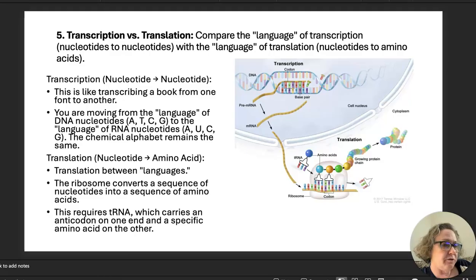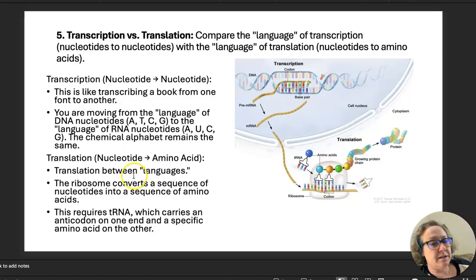Okay, transcription versus translation. So transcription is if I ask you to transcribe my notes, you would be writing that in English. If I ask you to translate my notes, you would be writing it in another language. That's how I remember it. Or in this case, this is an example of like from one font to another. You are moving from the language of DNA to the language of RNA, but it's the same, like you're still sort of speaking English. It's just a different font.